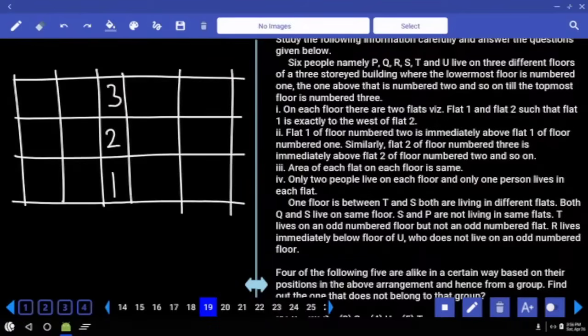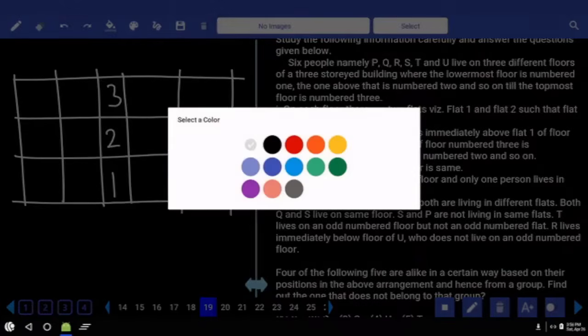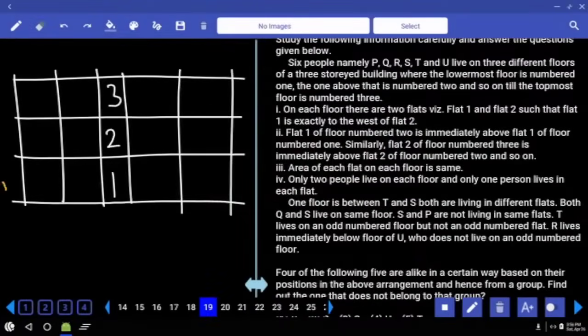Then one person lives between T and S and both are living in different flats. Now only one person between T and S and these 2 persons live in different flats. That means T R S or S R T must be here. And both Q and S live on the same floor. Now Q and S, they are living on the same floor in any order. And S and P are not living in the same flat. Now S and P, they are not living in the same flat.